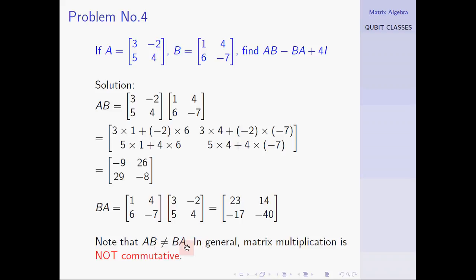So this property is termed by saying that matrix multiplication is not commutative. But scalar multiplication, or multiplying a number by another number, is commutative, because on changing the order we still get the same result. So we have now obtained A into B and B into A.